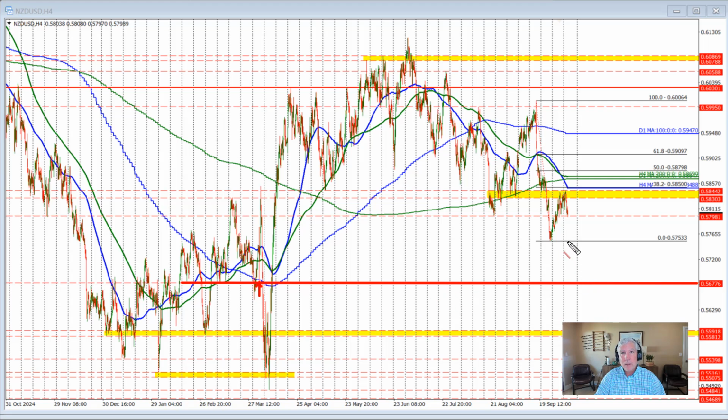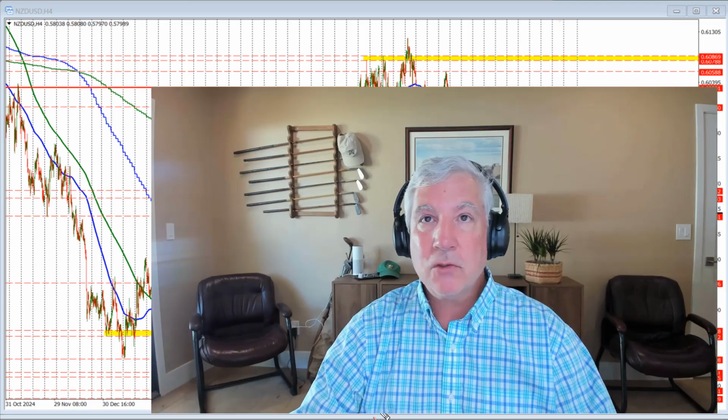So that would be another key target on the downside over time if the price can continue its rotation to the downside, get below this 0.5753 level. So big decision coming up.